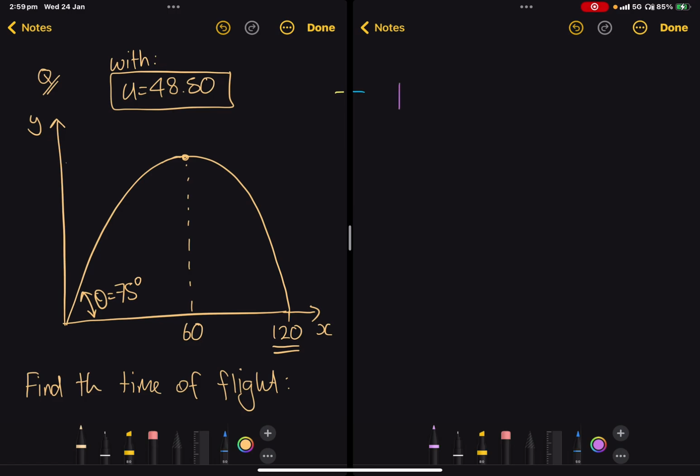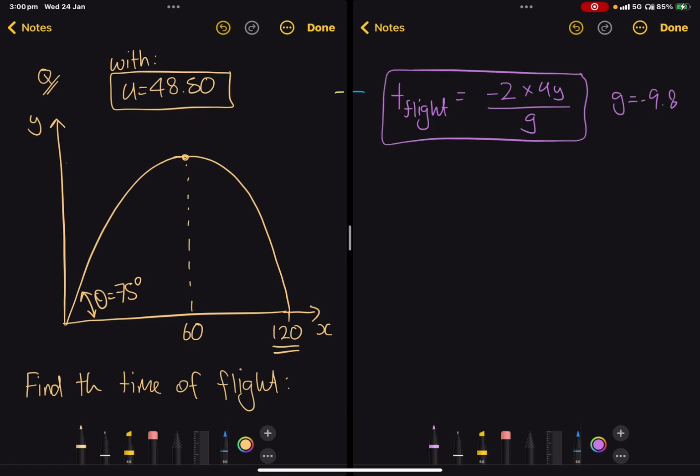Well, we have a shorthand formula for time of flight. The time of flight is -2 times the initial velocity in y divided by gravity. This is where g is minus 9.8. So all we need in this formula is the initial velocity in y, and then we can calculate the time of flight using this shorthand formula.